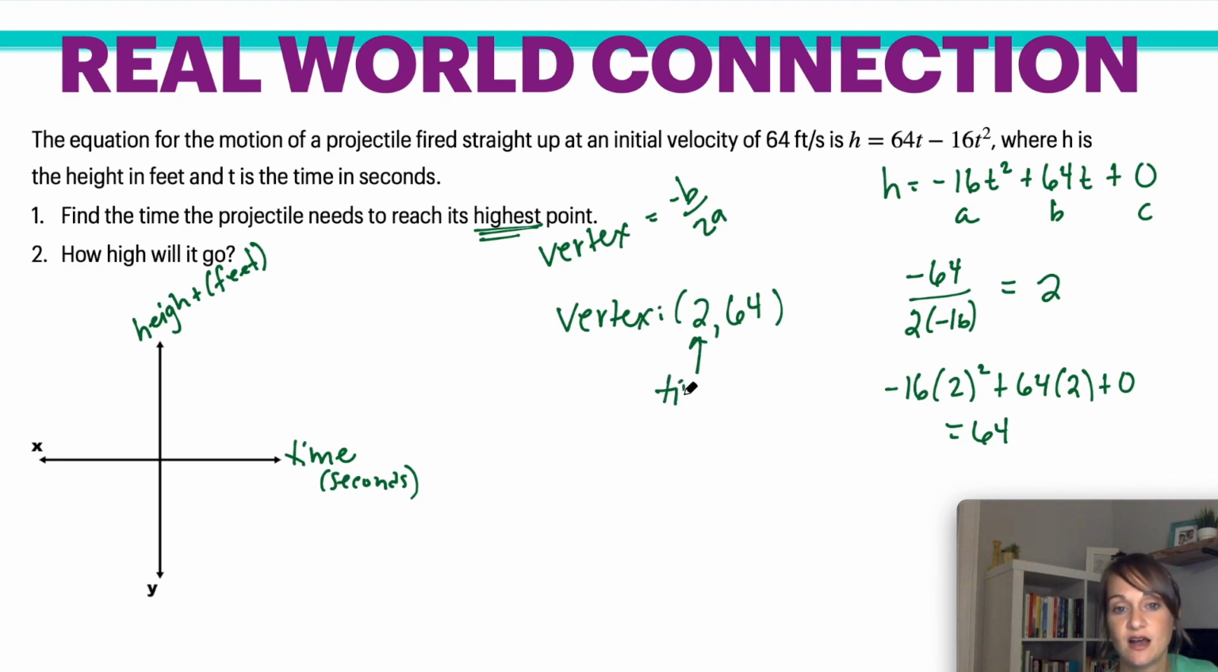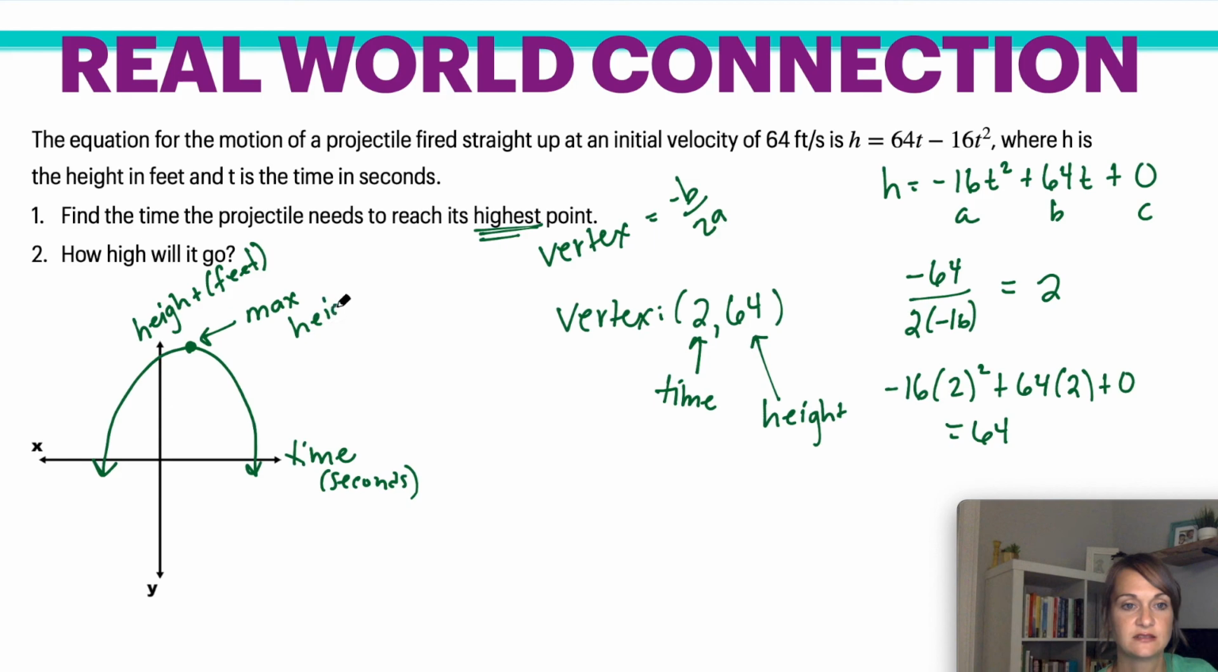2 represents time, 64 represents height. So find the time the projectile needs to reach its highest point. If we were to graph this, we know that a is negative, and we know our vertex is 2, 64, which would be about right here. Since a is negative, we know that it's going to open down. This represents the max height of the projectile. It wants to know, find the time it needs to reach the highest point. The time is 2, so therefore your answer would be 2 seconds.